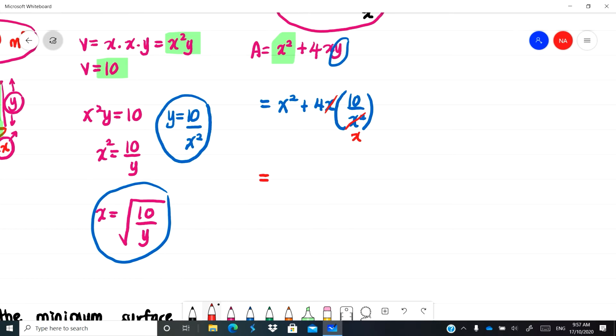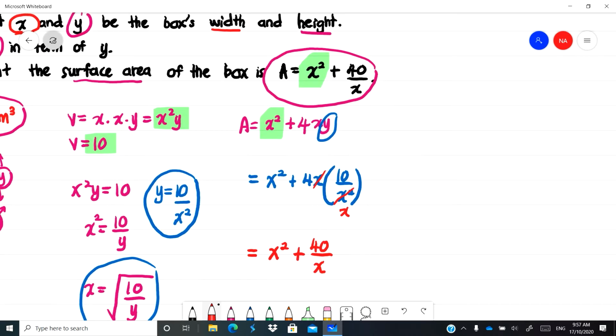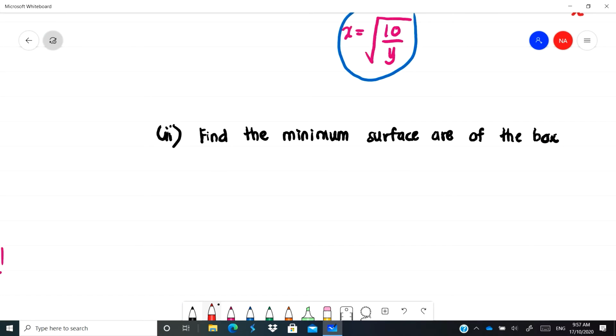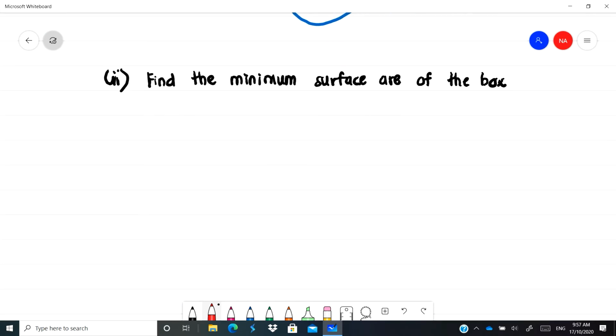All right, so we'll have x squared plus 4 multiplied by 10, we have 40 over x. So we have already shown that the formula is actually the same as this. That's the formula for the area. Now we're going to find the minimum surface area of the boards. Please take note that we want to minimize the surface area.